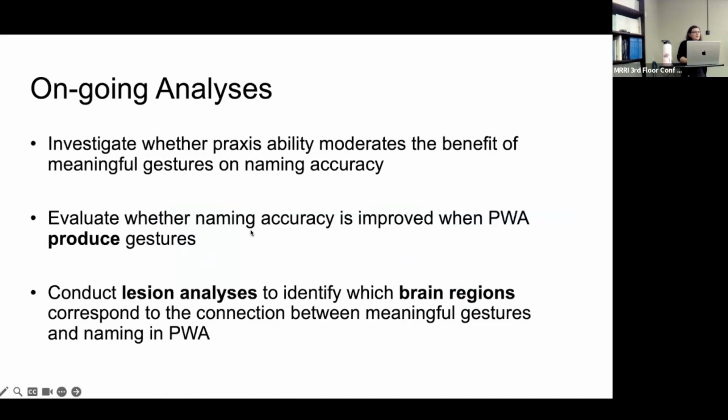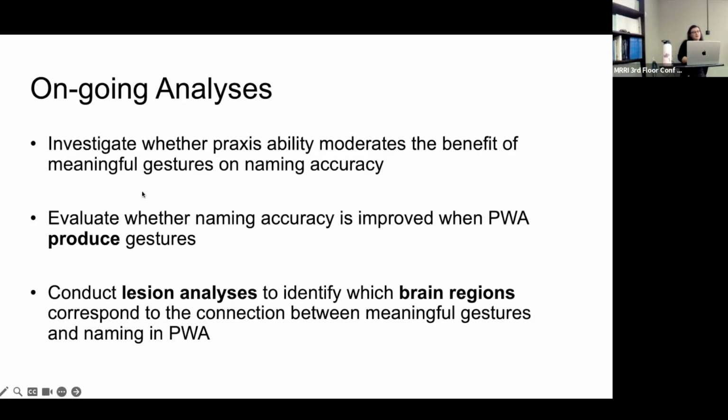So since this project is ongoing, there's quite a bit that we are in the process of analyzing and coding. So one of the next steps is to investigate whether praxis ability, as I mentioned before, moderates the benefit of meaningful gestures on naming accuracy. So you can imagine perhaps that observing meaningful gestures won't be as beneficial for you if you struggle with gestures yourself. Additionally, evaluating whether naming accuracy is improved when a person with aphasia produces gestures themselves, so not just observing meaningful gestures, but does gesture production benefit their naming behavior?